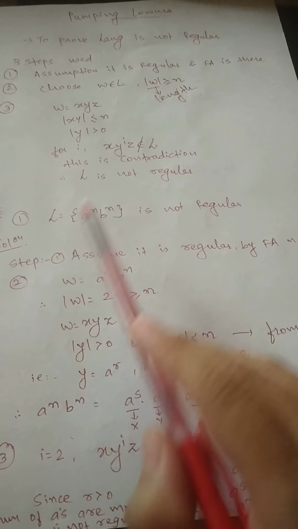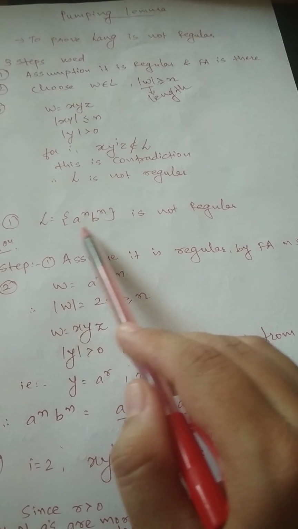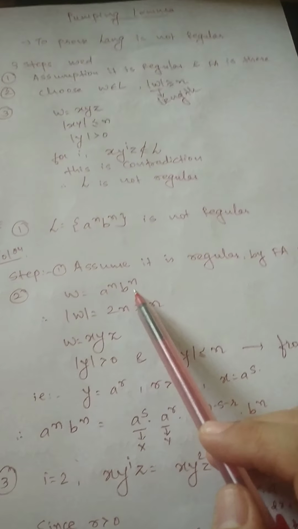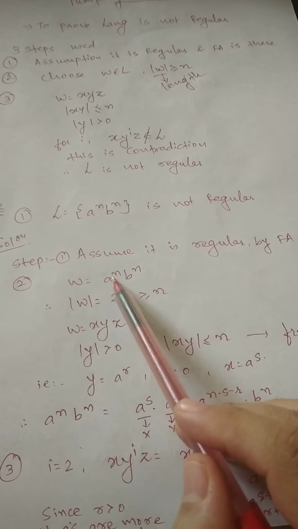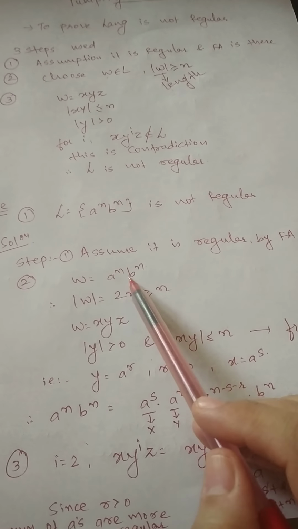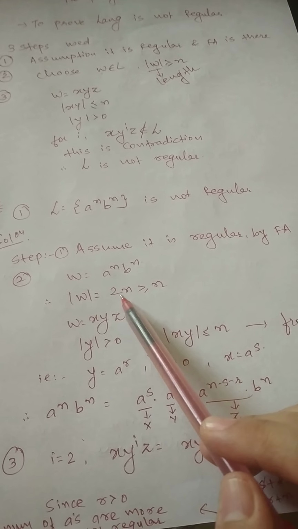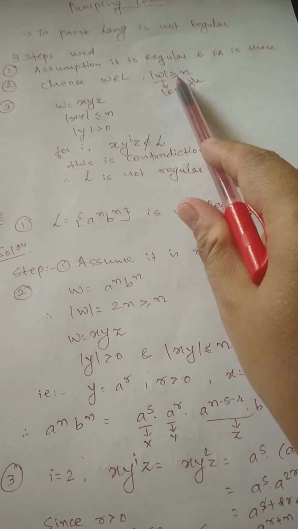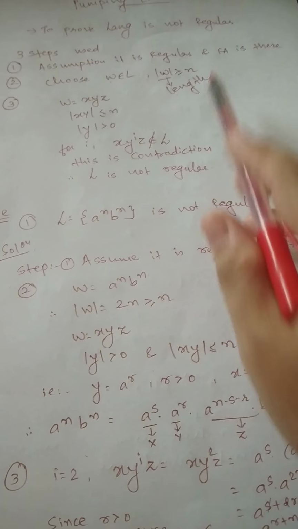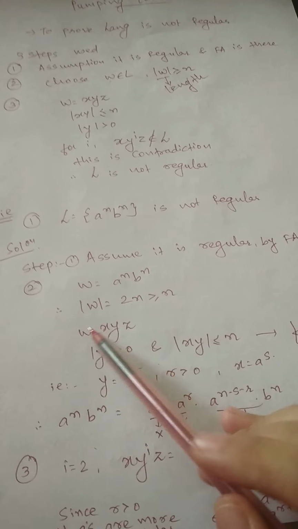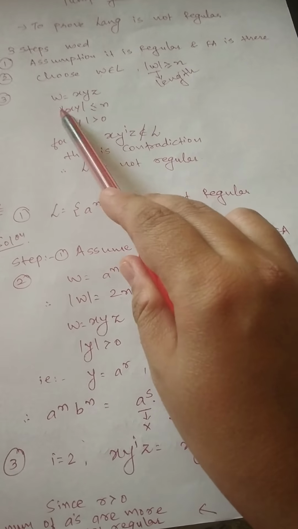The second step is that the language, whatever is given to you, will be in the form of w. That means here our w is a raised to n and b raised to n. Now in this, the length: first has n occurrences, second has n occurrences. So the length of the string is n plus n, which equals 2n. That means the condition is compulsorily followed here. It is greater than or equal to n, because n plus n is 2n. So here our w will be in the form of xyz.